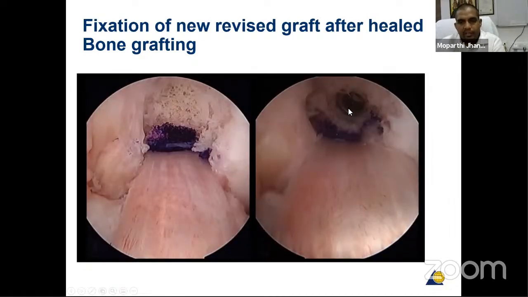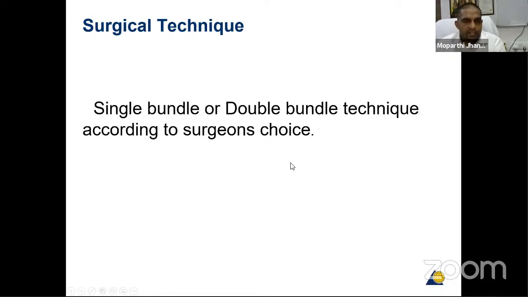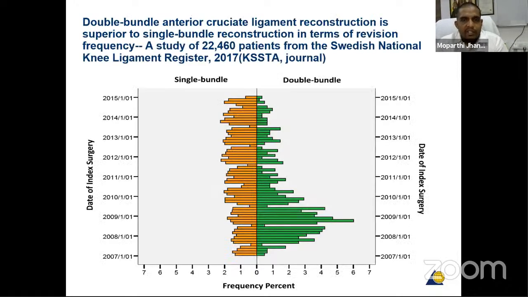The fixation choice, whether with a screw or with an endobutton, is the surgeon's choice. The surgical technique, single bundle or double bundle, is also according to surgeon choice. Double bundle technique is more useful in athletes, whereas single bundle technique is used in certain sedentary types of patients. There was a study from the Swedish National Ligament Registry in 2017 that said double bundle ACL reconstruction is superior to single bundle in terms of failure frequency. They reported very good results with the double bundle technique in revision ACLs.